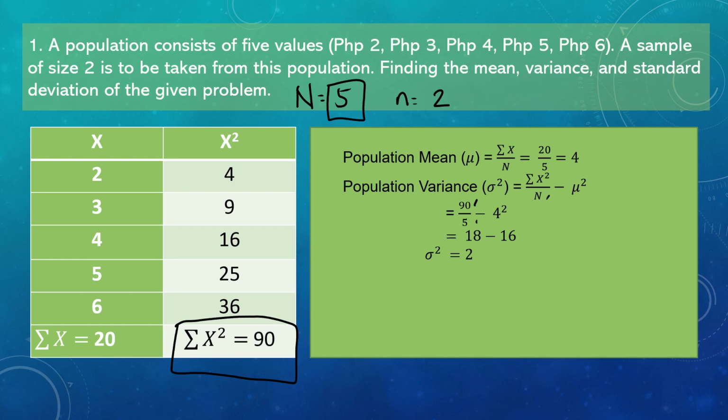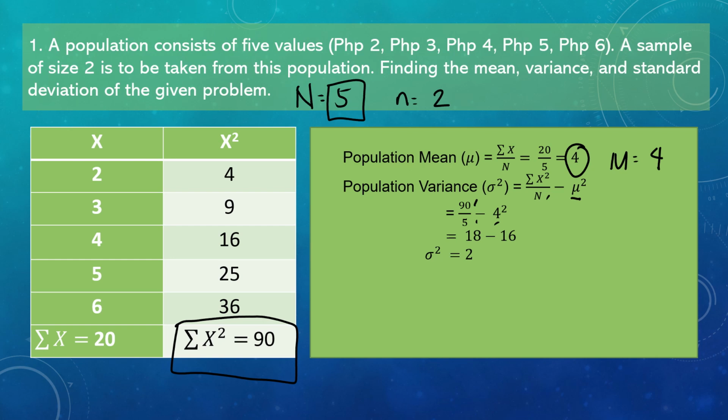Bring down minus. Instead of writing mu, we will be writing 4, because according to our population mean, mu is equal to 4. Now, to simplify this, 90 divided by 5 is 18. Bring down minus. 4 squared is 16. Why is it 16? Because once you say 4 squared, that is 4 times 4, which is equal to 16. That's the reason why we have 18 minus 16. So our population variance is equal to 2.